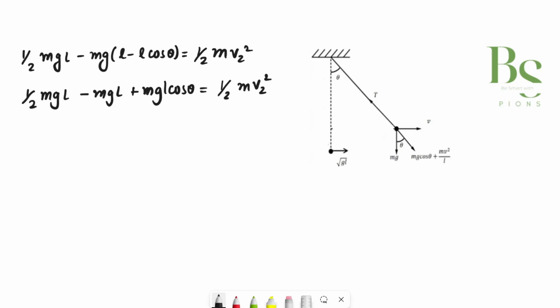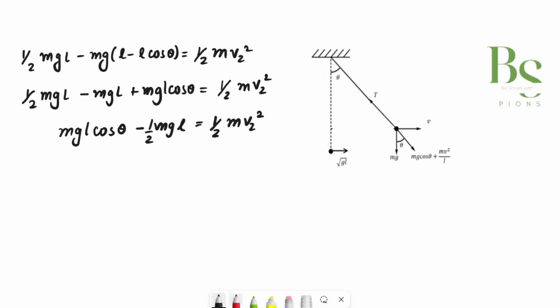Now let's subtract half mgl minus mgl. So that is how much? That will be minus mgl by 2, right? So let me write here mgl cos theta, and I am writing this negative sign here. Minus mgl, half mgl we are left with. Half mgl minus 1 is minus half mgl, and that is equal to half m v2 square, right? Correct?